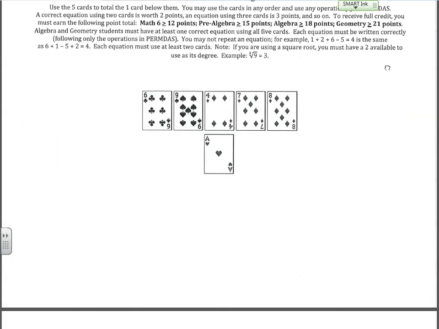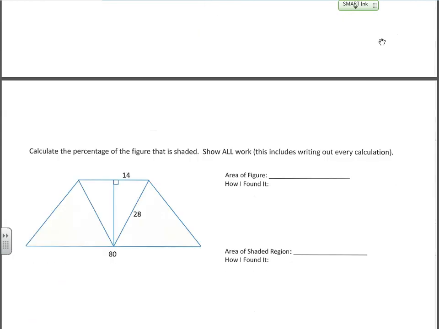Next one, 5-card challenge. No need to spend any time on that. You know how these work by now. Just make sure you're getting all 21 points, including a 5-card combination.